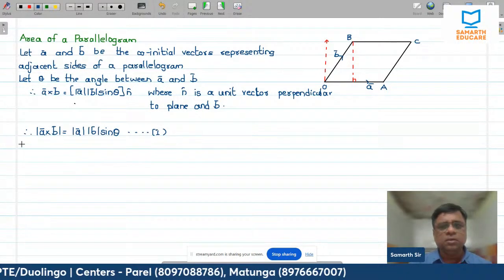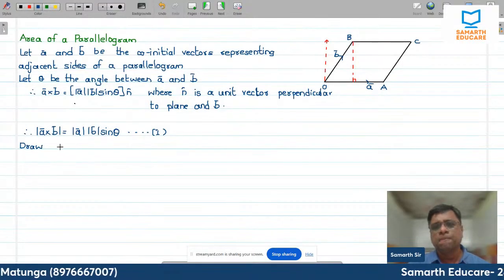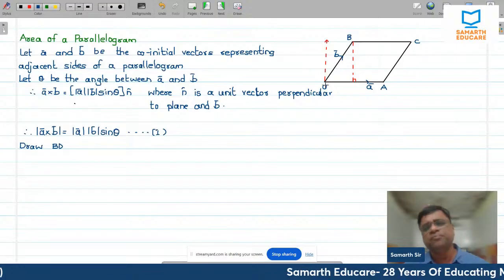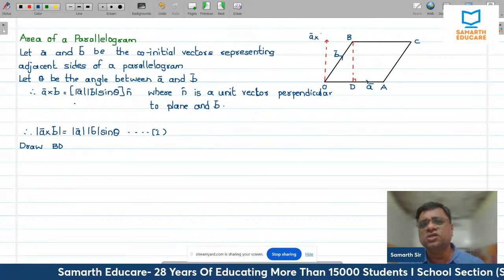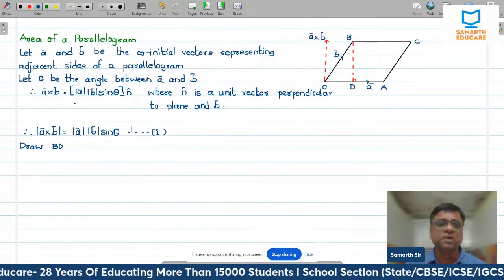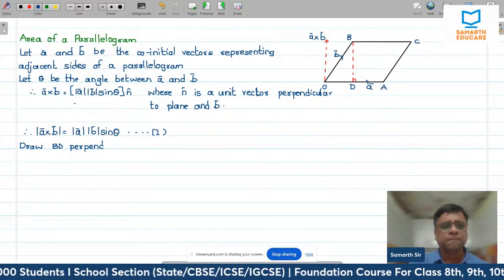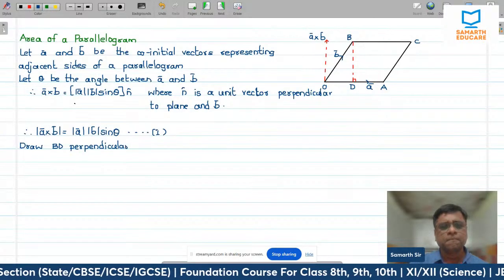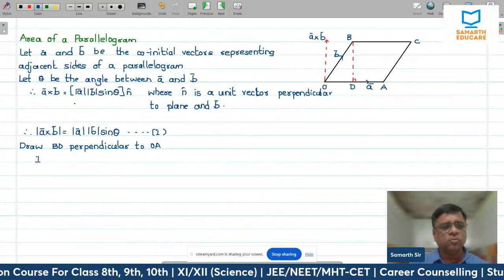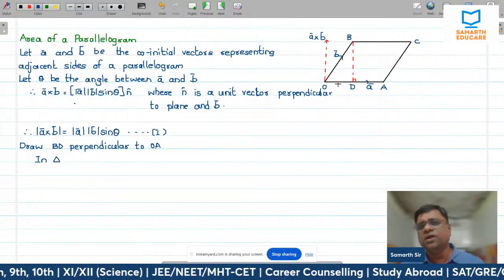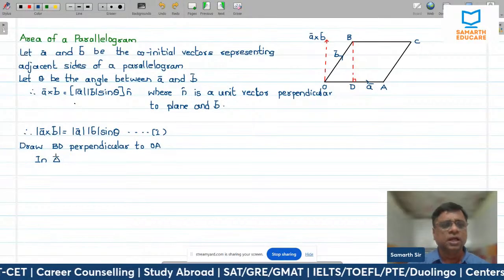Now let me make one additional part. Draw BD. I'll mark this as D, right? This will be your A bar cross B bar direction, which is perpendicular to the plane of A bar and B bar. BD is perpendicular to OA. In this case, now if you observe, you can see a right angle triangle. This is in triangle OBD.